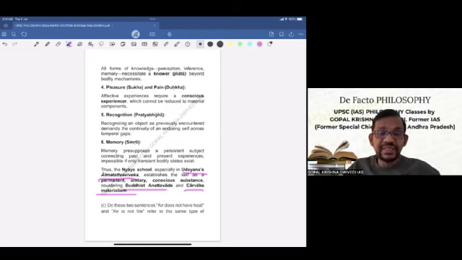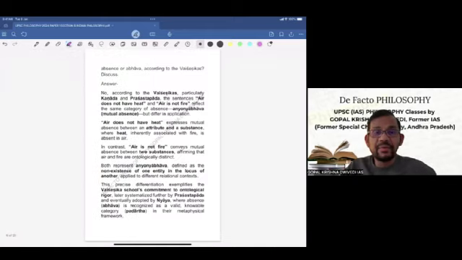Do these sentences, that is, air does not have heat and air is not fire, refer to the same type of absence, or abhava, according to the Vaisheshikas?